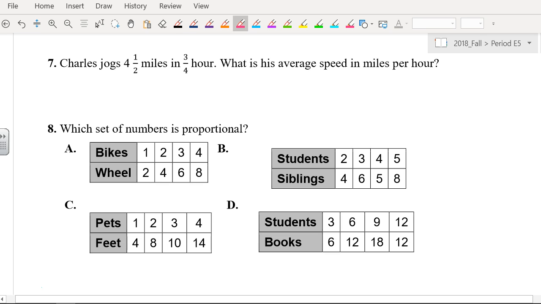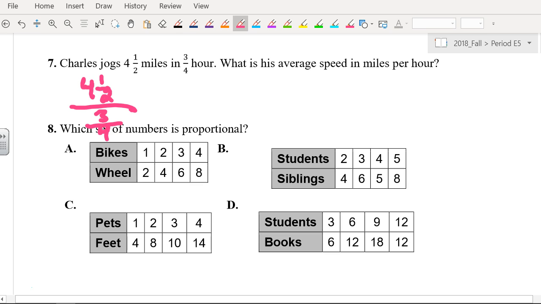Okay? Now, let's say you did 60 miles in 2 hours. What would you do to find your speed? You would divide by 2, right? Okay. So you're always dividing. Now, this is the same thing. So 4.5 divided by 3/4. It's just not a full number.